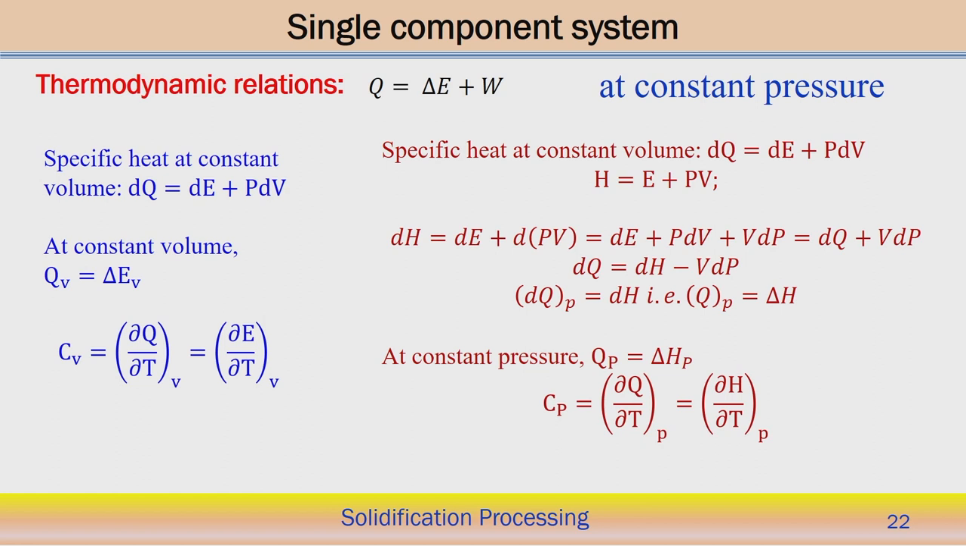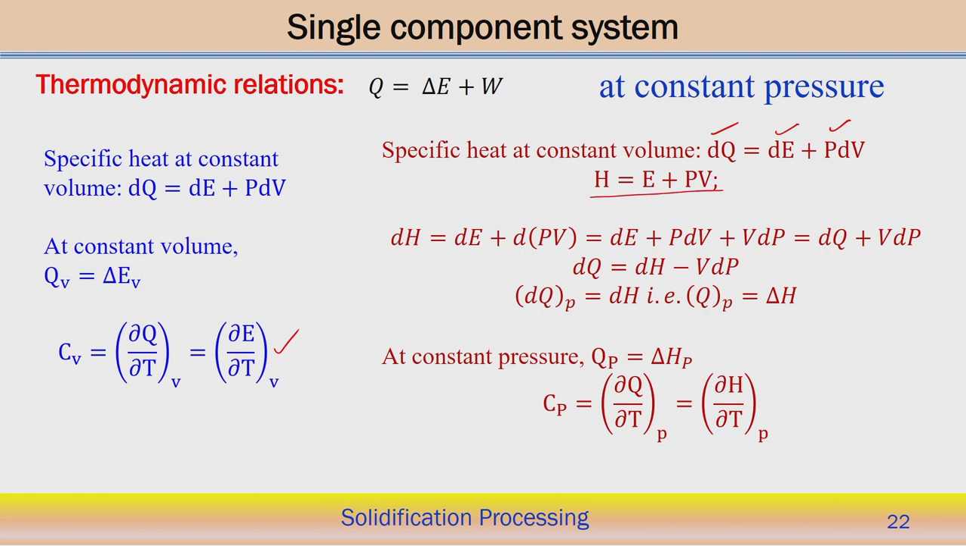Now Cv is defined as the energy supply, delta Q by delta T at constant volume, which is equivalent to delta E by delta T. So from here we can see this is the representation of the specific heat at constant volume, the expression for the specific heat at constant volume in the total energy balance of a particular system.